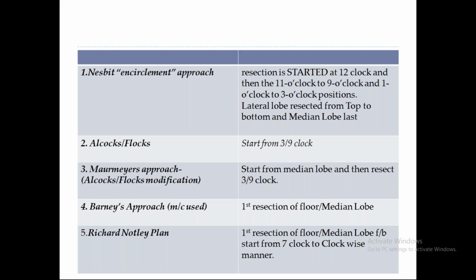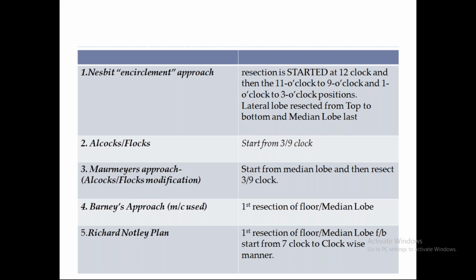And what are the different approaches? Nesbit's encirclement approach: resection is first started at 12 o'clock, then 11 o'clock to 9 o'clock, and 1 o'clock to 3 o'clock positions. Here the lateral lobe is resected from top to bottom and the median lobe is last. Later, Alcock's or Flocks' resection, they start from 3 o'clock or 9 o'clock.